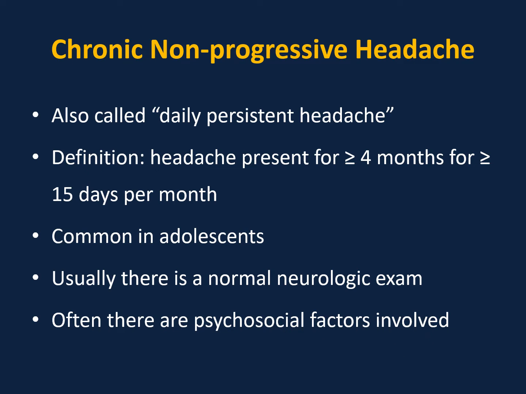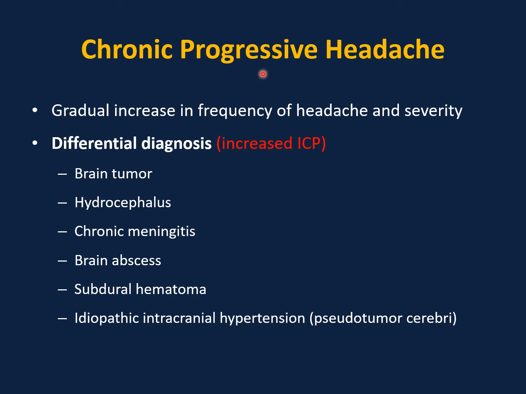Chronic progressive headache, this is the one you don't want to miss when a child presents with headache because it requires intervention. Gradual increase in frequency of the headache and severity. So think about increased intracranial pressure or causes of increased intracranial pressure. The first one you don't want to miss at all is brain tumor, hydrocephalus, chronic meningitis, brain abscess, subdural hematoma, idiopathic intracranial hypertension, which is well known as pseudotumor cerebri.